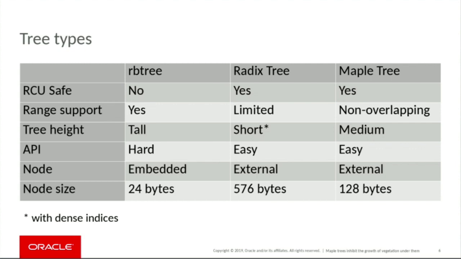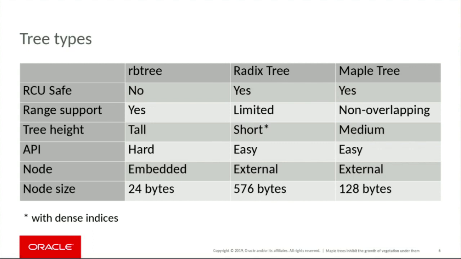One of the things which makes the RB tree similar to the list head, the doubly linked list we talked about earlier, is that you actually embed a node into your own data structure. So you don't have to allocate memory. And allocating memory inside the kernel is harder than in user space. It may fail. You have to be prepared for the possibility that allocating memory is going to fail. And so the radix tree and the maple tree both use nodes allocated externally to the data structure that you're storing, rather than embedding it. And so the RB tree embeds that node, and it's only 24 bytes. It's a pointer to the parent, a left pointer, and a right pointer.